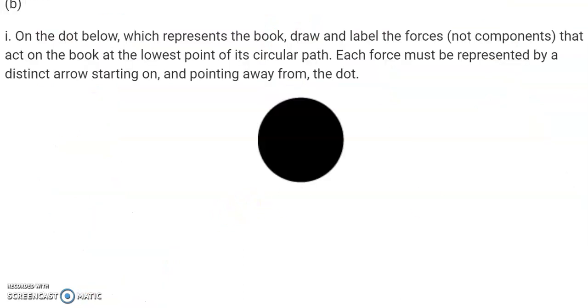On the dot below, it says draw free body diagram. Each force must be represented by a distinct arrow starting on, pointing away from the dot. This was worth 3 points out of a 12 point question. So again, 1/4 just comes from the free body diagram. I'm going to draw the free body diagram over here.